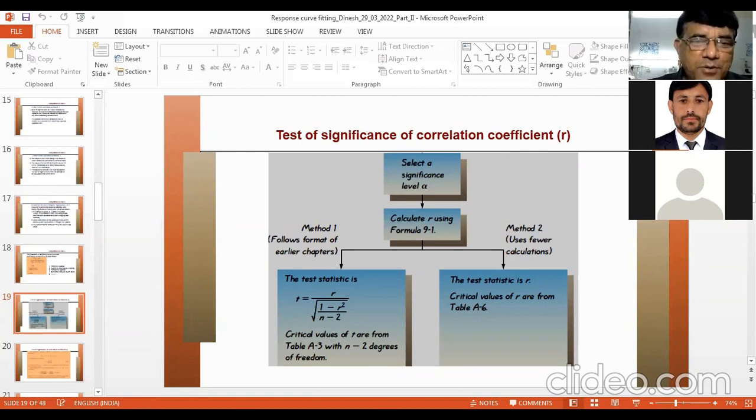If you want to do method 1, you can do it, but the answer will remain the same. So suppose you adopt method 1. You need to calculate the T value. T is equal to R upon the square root of (1 minus R square) divided by (N minus 2). Here you calculate the T value and then you see the table value of T at N minus 2 degrees of freedom. If it is more than the table value of T, then it is significant. So this is how you can use two methods to see the significance of the correlation coefficient.